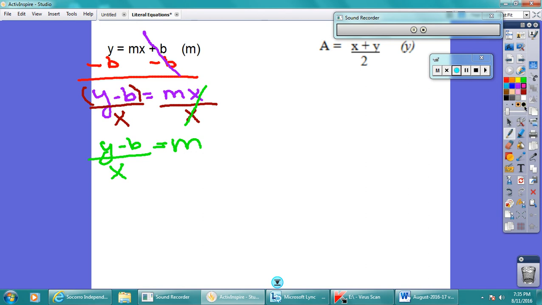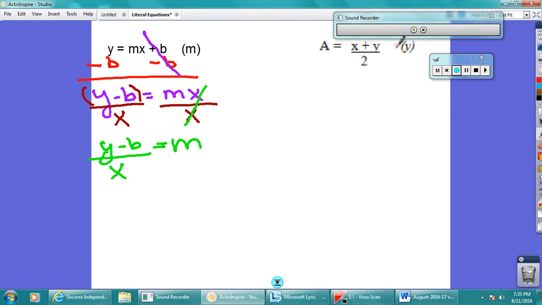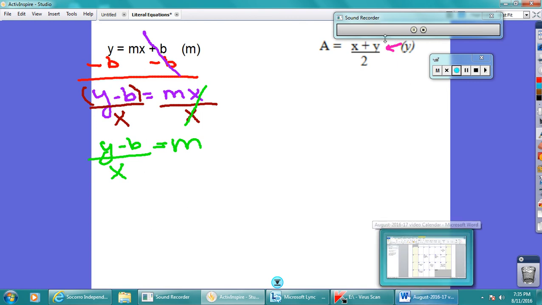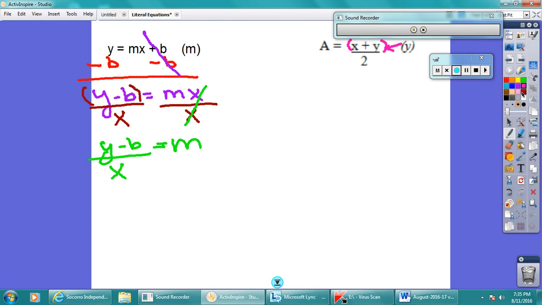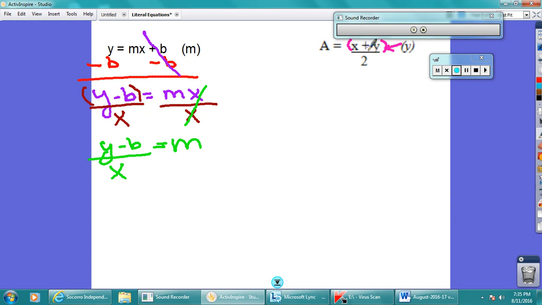Now we have another one. This is our final example. We're going to solve the next one for y. Notice, y is in my numerator. This is a group. We can't touch the numerator until we get rid of the denominator. So remember what I told you. This is a fraction. So we need to multiply out the 2. Since a fraction means divide, we're going to multiply by 2.